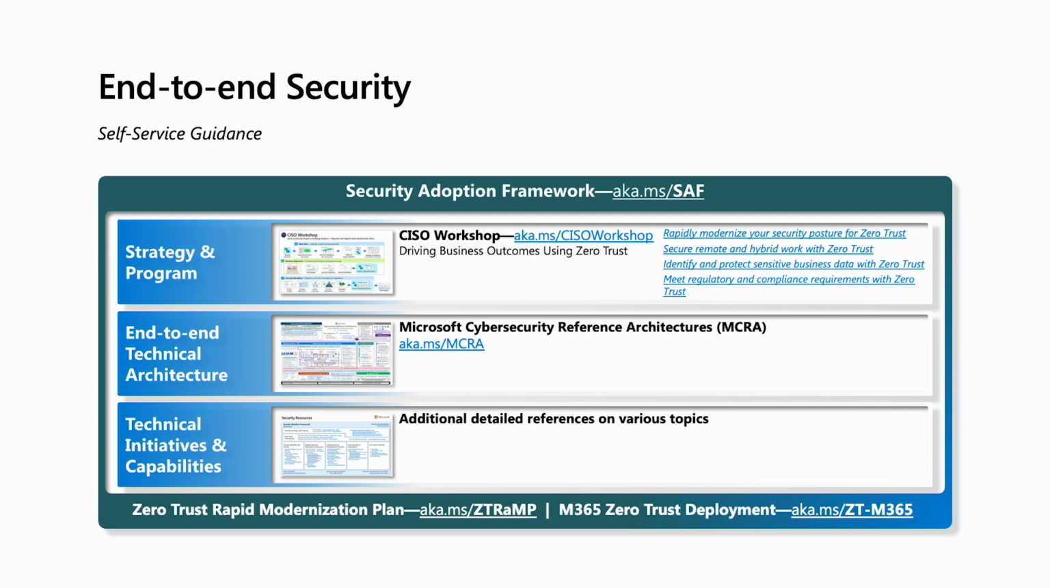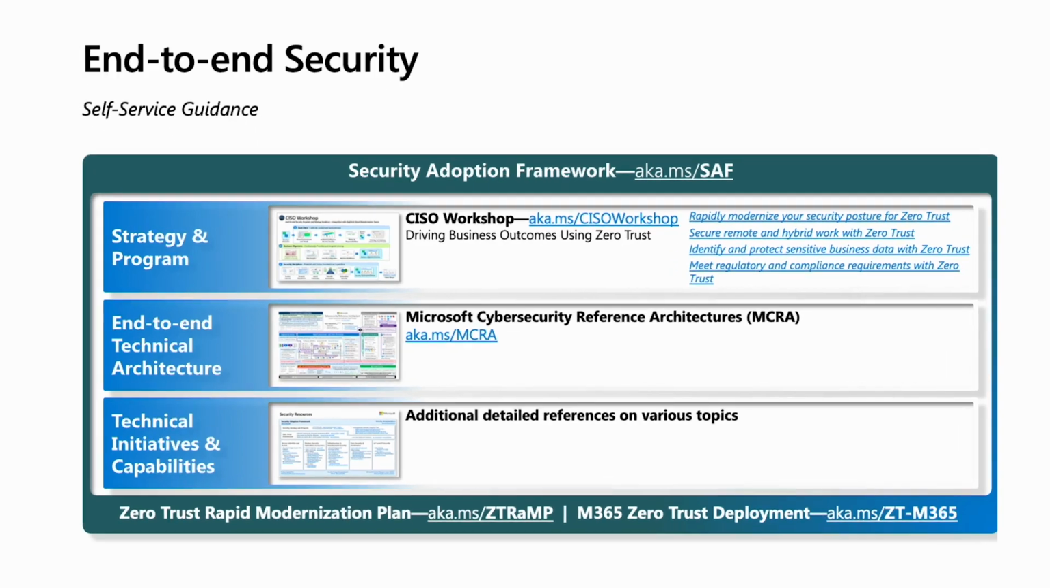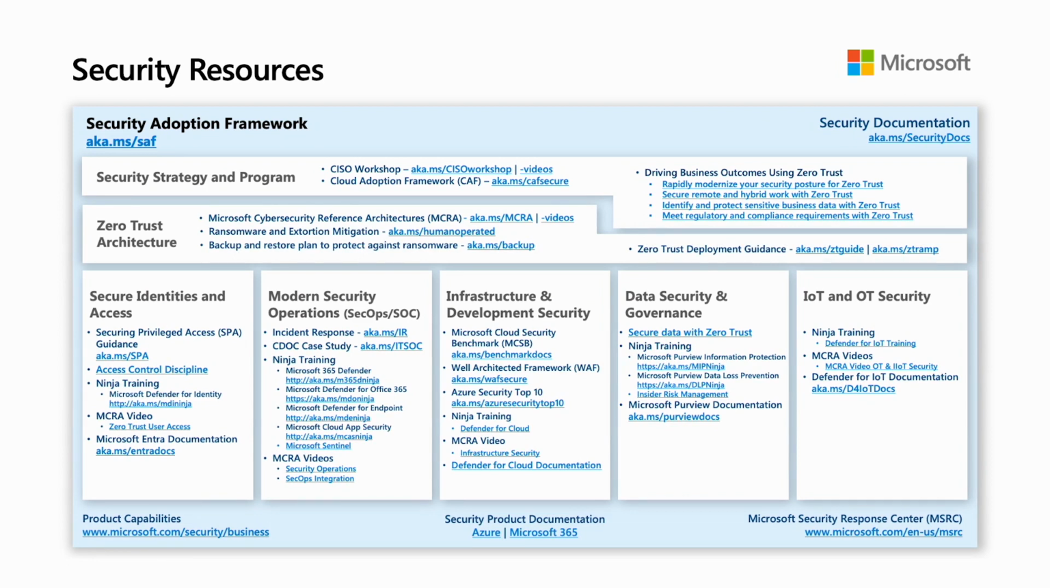Then the next layer down is end-to-end technical architecture, the Microsoft Cybersecurity Reference Architectures. That diagram you just saw is one of a larger set of diagrams that are downloadable as a deck. That's an integral part of the Security Adoption Framework. And then there are a lot more technical initiatives and capabilities, specific things, which I'll go to on the next slide. This is a little bit of an eye chart, so this is meant for you to pause the video and take a look at. We're definitely not going to read through this, but we've got our ninja training, top 10 lists, privileged access guidance, and a whole bunch of different things in each of those areas within the Security Adoption Framework. So lots of resources there for you to take advantage of.